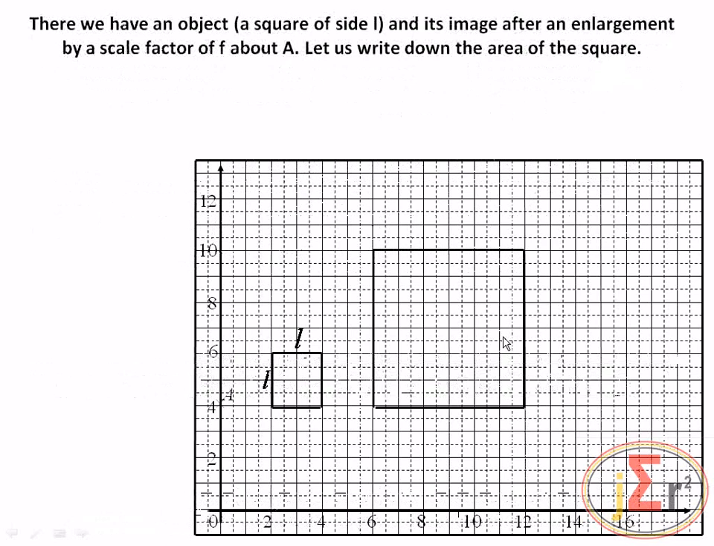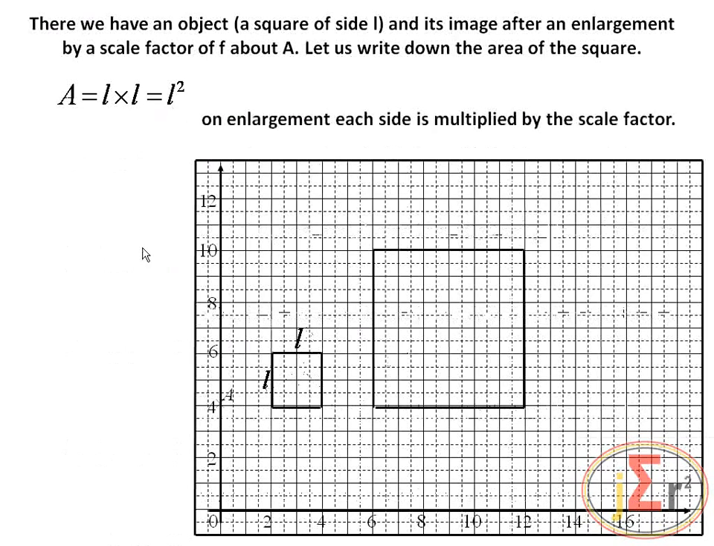There we have an object, a square of side L, and its image after an enlargement by a scale factor of f about A. Let us write down the area of the square. The area of this square is what? L multiplied by L is equal to L squared. On enlargement, each side is multiplied by the scale factor. So we'll have the scale factor f multiplying each side. So we have f times L, f times L.